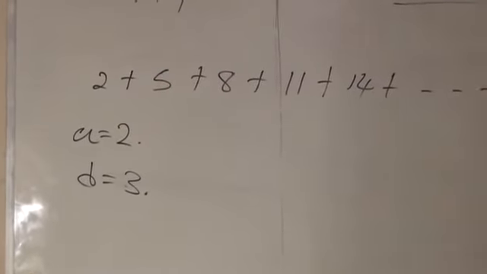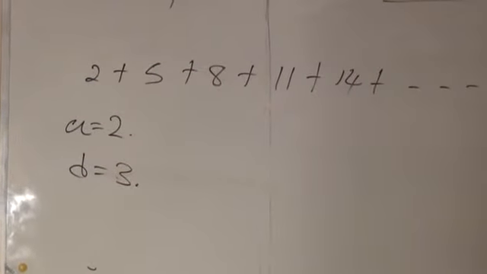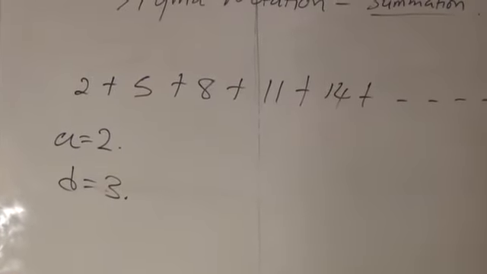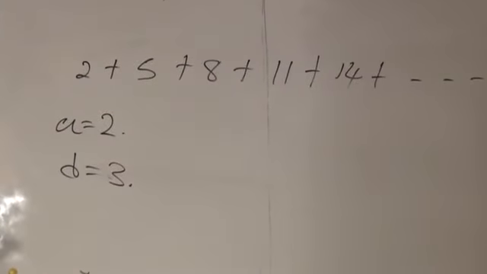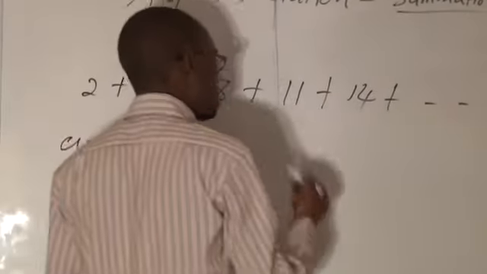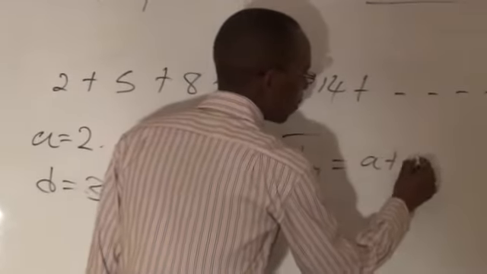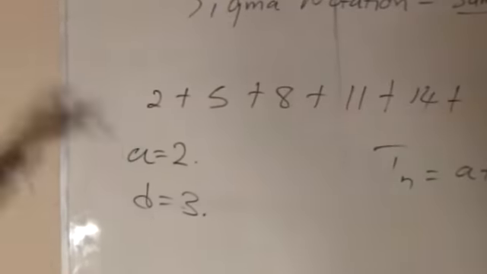Good. Now, if we want to represent that simply using the sigma notation, how do we do that? We simply have to find Tn. That's what we're going to plug into that nice looking thing. For a simple arithmetic progression, we know that Tn is equal to the first term plus n minus 1 d. You derived that on your own.